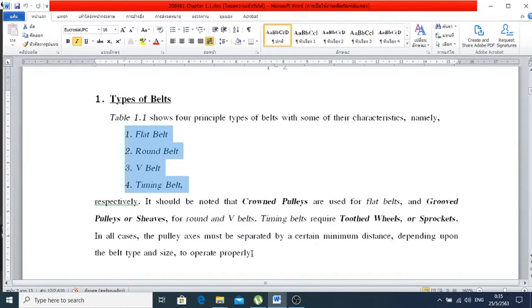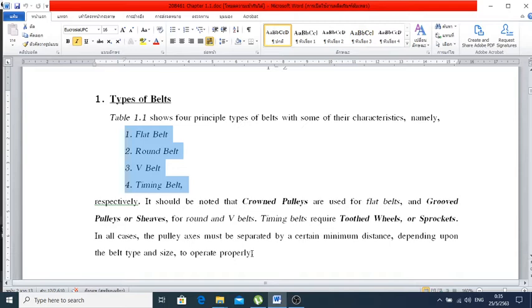Okay? And number three, the V belt is going to be the most effective at transmitting power. If we think about the V belt, we think a lot of automotive engineering applications, things like that. And number four, the timing belt is similar to a chain drive transmission. It avoids slippage. It's going to be very good.